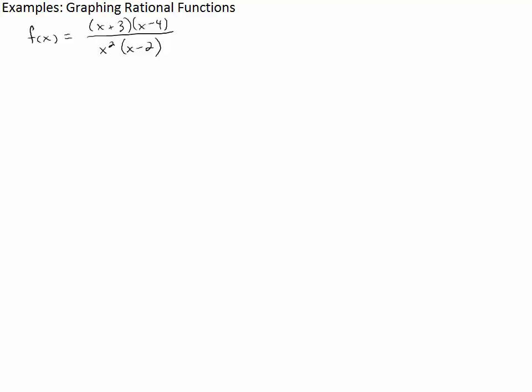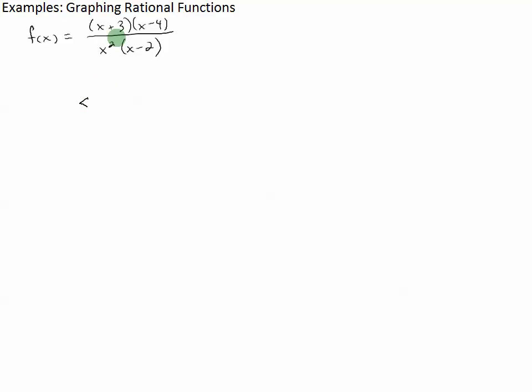Okay, now we're going to put it all together and see if we can graph some rational functions. And so when I say examples of graphing rational functions, I mean at least one. We'll see how time allows here. So we'll start with this one, and we'll look at where some x values clearly stand out, right? If x is -3, the function is 0.